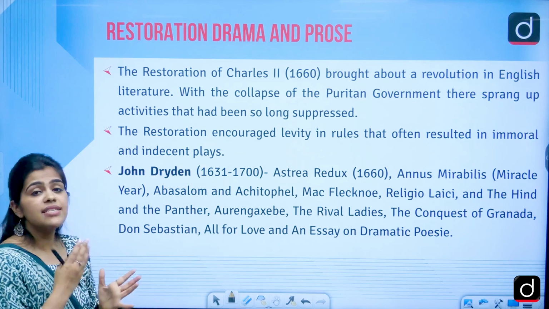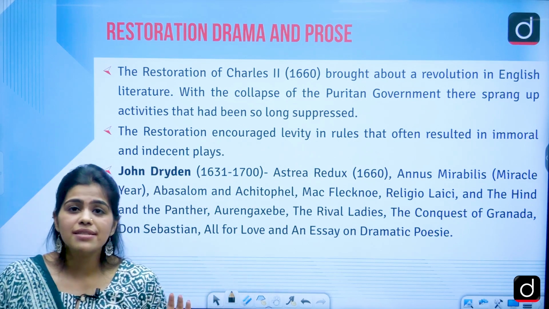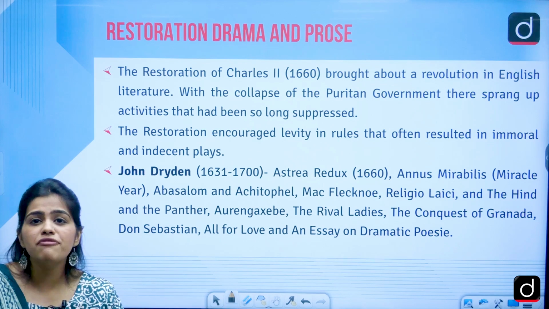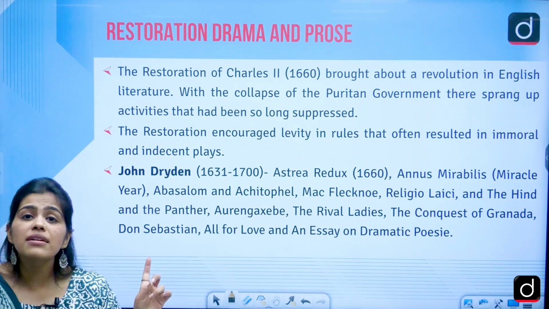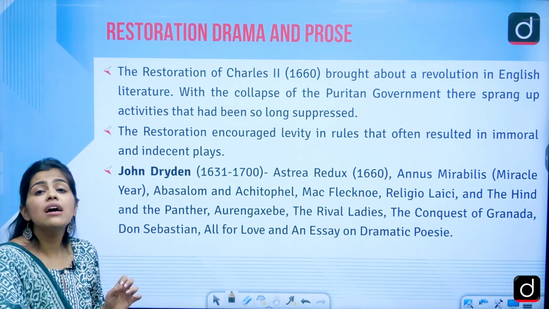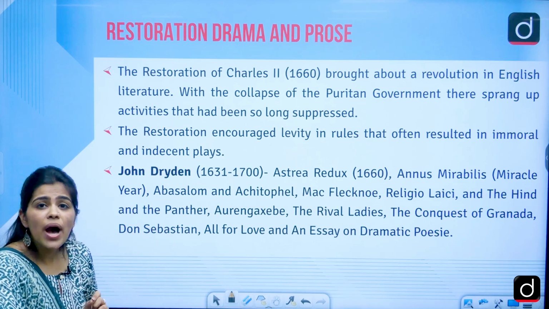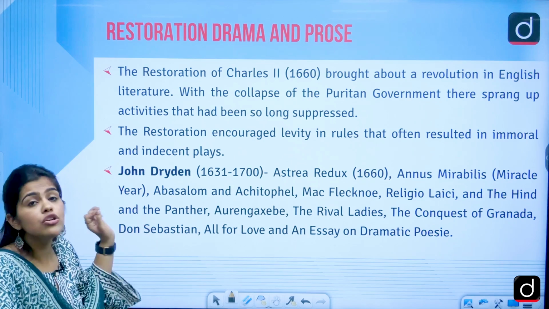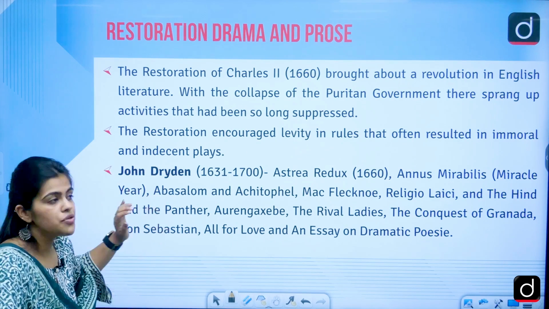Then comes the Restoration period, one period that actually is my personal favorite. This is a period where you'll find the most interesting writers, and the comedy of manners is associated with the Restoration period. You'll find a lot of questions related to this period. That is why you should focus a lot on Restoration drama. Questions are asked. NTA loves this unit as well.